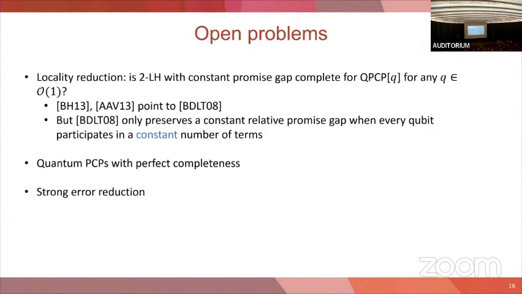Another open question is strong error reduction. We know for QMA that you can have strong error reduction, so you don't need to increase the proof size to increase the promise gap. And we can show in this work that with near perfect completeness, you can use a gentle measurement lemma to get some form of strong error reduction. But it's still an open question whether general quantum PCPs are able to have strong error reduction, or whether you can show some no-go result that this is not possible.